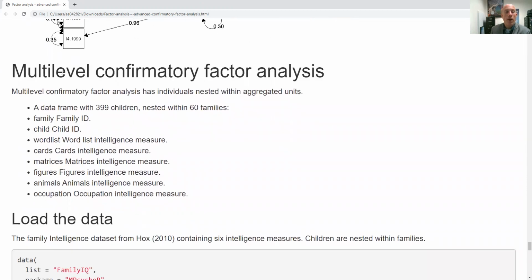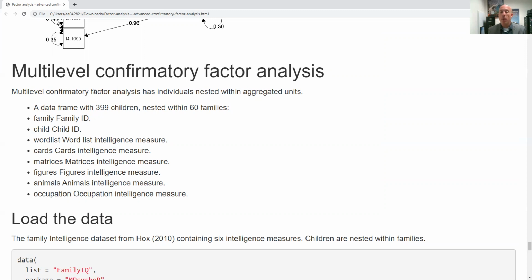All right, now let's take a look at multi-level confirmatory factor analysis. For this situation, we have a level of data that's nested inside of another column of data.